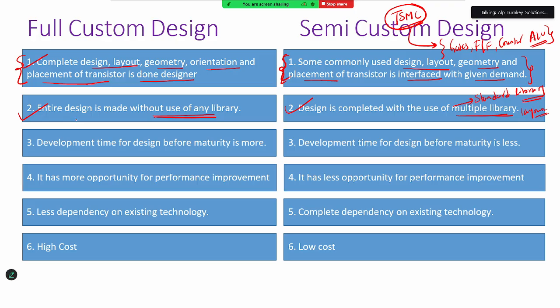In full custom, the development time for the design before maturity is more. I told you, full custom design will take 1 year of time to come to maturity. In semi custom, the development time before maturity is less. It will take 6 months of time. Full custom has more opportunity for performance improvement, so quality wise this is good. Semi custom has less opportunities for performance improvement, so quality wise we can't rely on it.